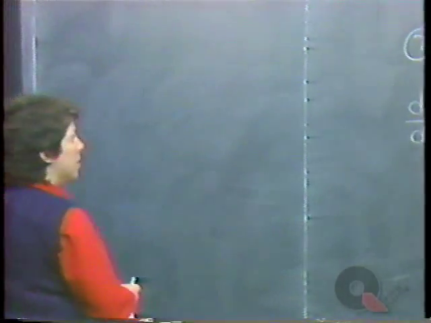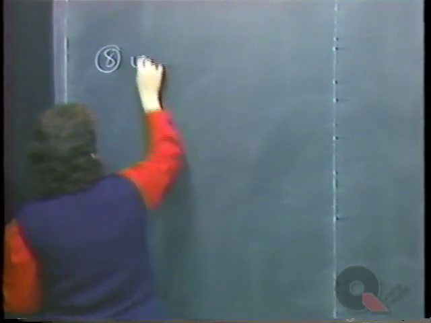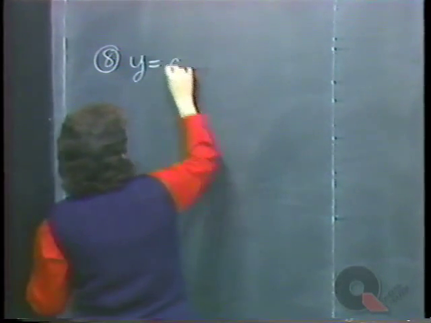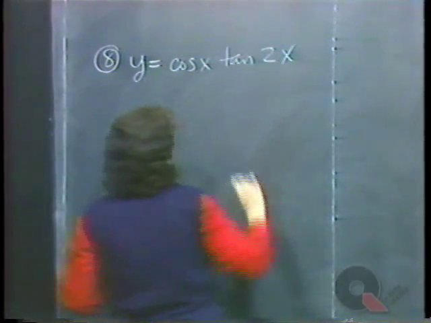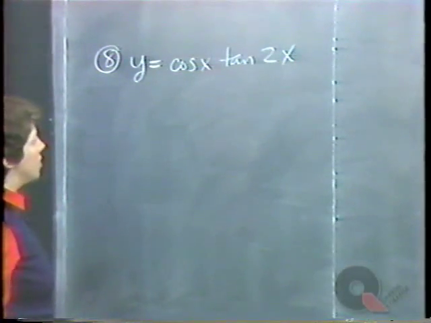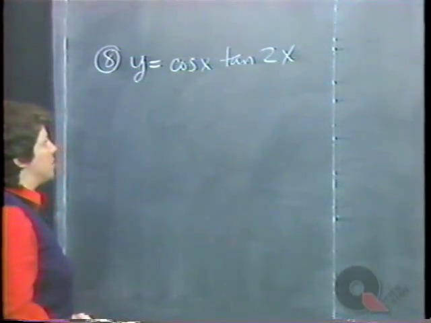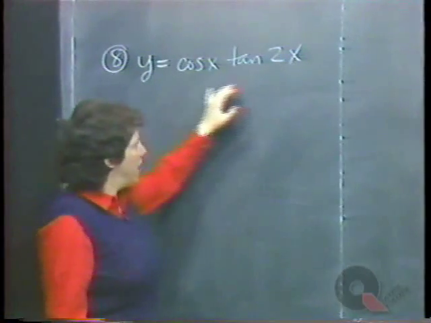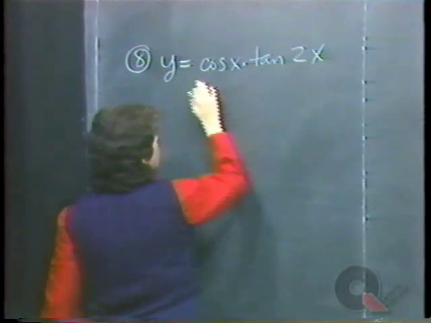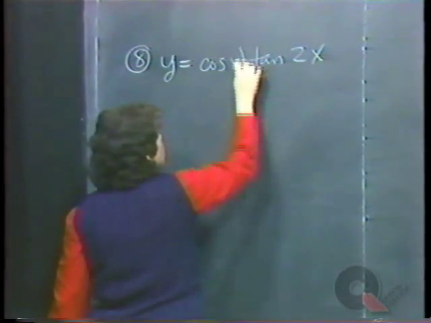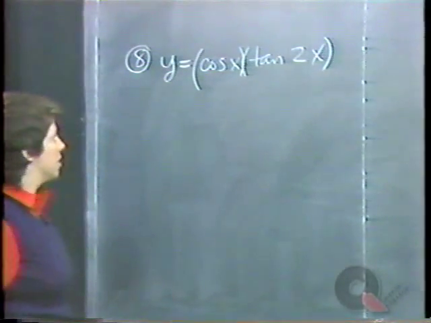For our next example, let's try the following. y equals cosine of x times the tangent of 2x. We have to ask ourselves, what is this primarily? Now, I see the cosine and I see the tangent. But primarily, this is a product. It's really cosine of x times the tangent of 2x. You have to be able to see this as a product to be able to do this.